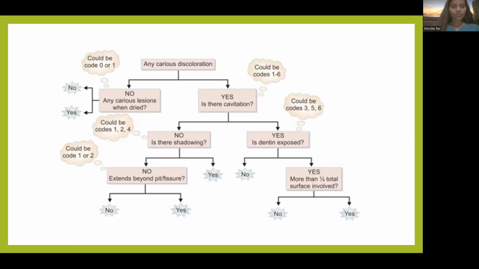This is also the decision flow. Is there any caries discoloration? If yes, is there cavitation? In cavitation, we have no or yes. If no, is there shadowing? If yes, is dentine exposed? In no, we have yes or no. Does it extend beyond the pit and fissure? No or yes. Then in yes, is dentine exposed? Yes, more than one half of the total surface involved. Then no or yes.